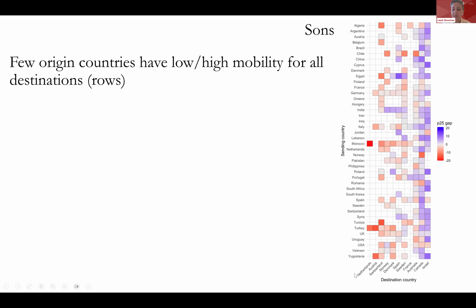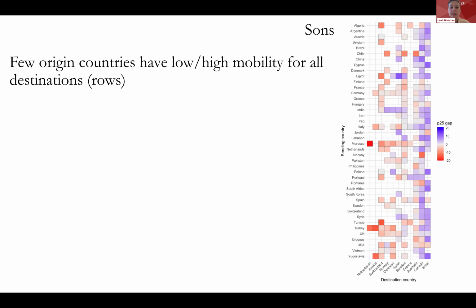Here, each one of the columns is one of our destination countries. Right now, we only have 11. We're trying to incorporate the US here as well, but there are some countries where we don't have permission to release information at the sending country level. The rows are the sending countries, just alphabetically. In the columns, we're organizing the destinations from those with the lowest outcomes for the sons of immigrants, Netherlands and Austria, to those with the highest outcomes, Canada and Israel.